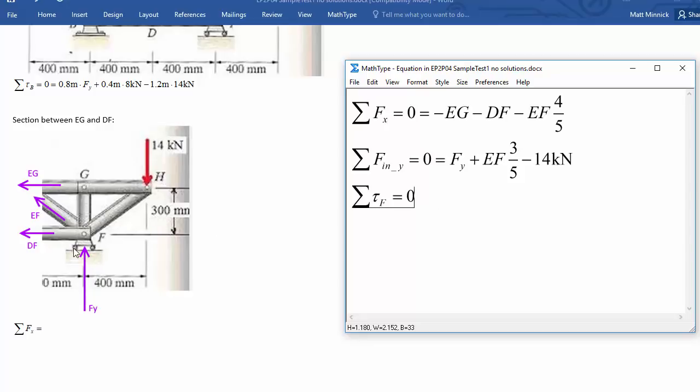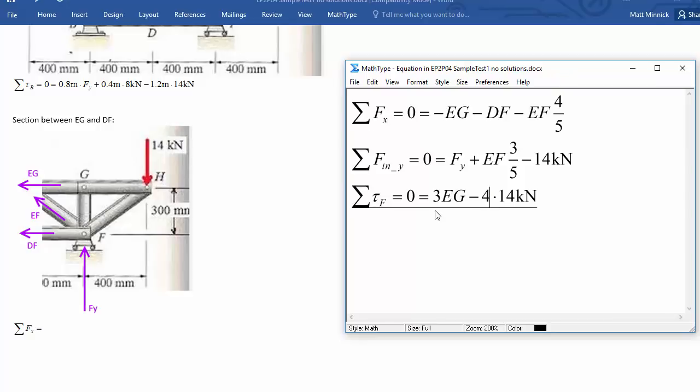So we've got EG times 300 millimeters up. So let's do 3 times EG. And we've got 14 kilonewtons in the opposite direction. So minus, and that is how far away? 400 millimeters. So 4 times 14 kilonewtons. Now you notice I just put 3 and 4.